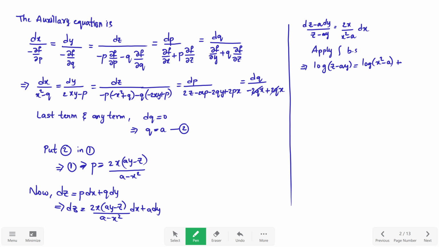As we get two terms in terms of log, let us consider the constant as log b. Then we can write this as log of (z minus ay) equal to log of b into (x squared minus a). So from this we get z equal to ay plus b into (x squared minus a), which is the required solution for the given non-linear partial differential equation. Thank you.